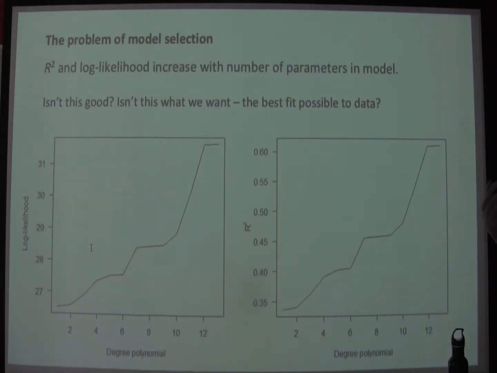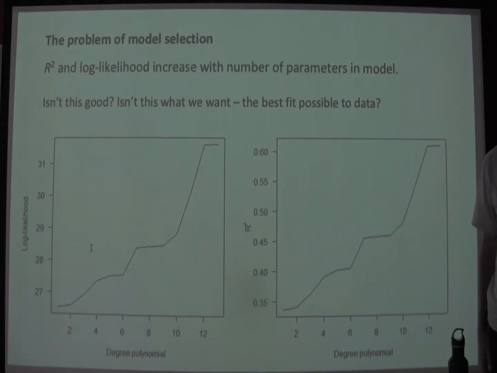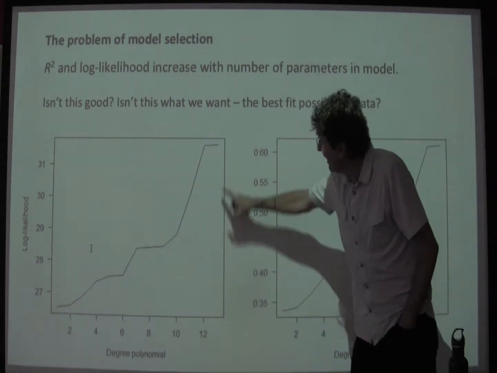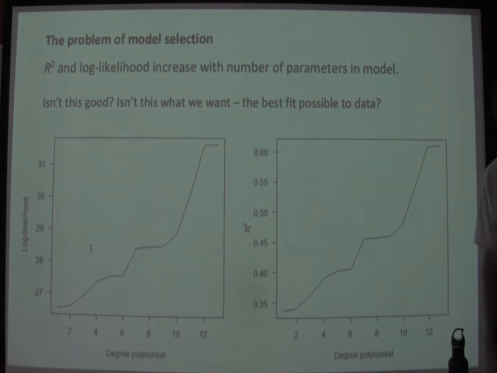Well, we might say, let's choose the model that has the highest R squared, or let's choose the model with the highest log likelihood. Here's the relationship between log likelihood and the degree of the polynomial. It just goes up and up and up. Here's the R squared. Isn't that what we want? We want to fit the data better and better and better. Well, the 10 degree polynomial, actually 12 is even higher than 10.